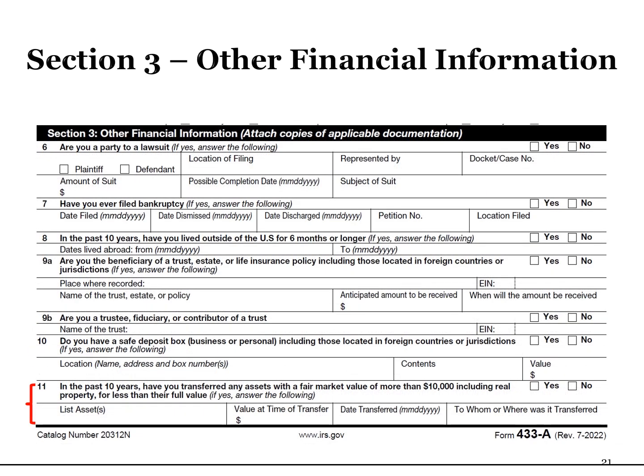If you transferred any assets within the last 10 years, especially to family or friends, the IRS wants to know with question 11 so they can evaluate whether they could possibly erase the transfer by proving it was a fraudulent transfer. But the obvious question is, what was the fair market value at the time of the transfer?